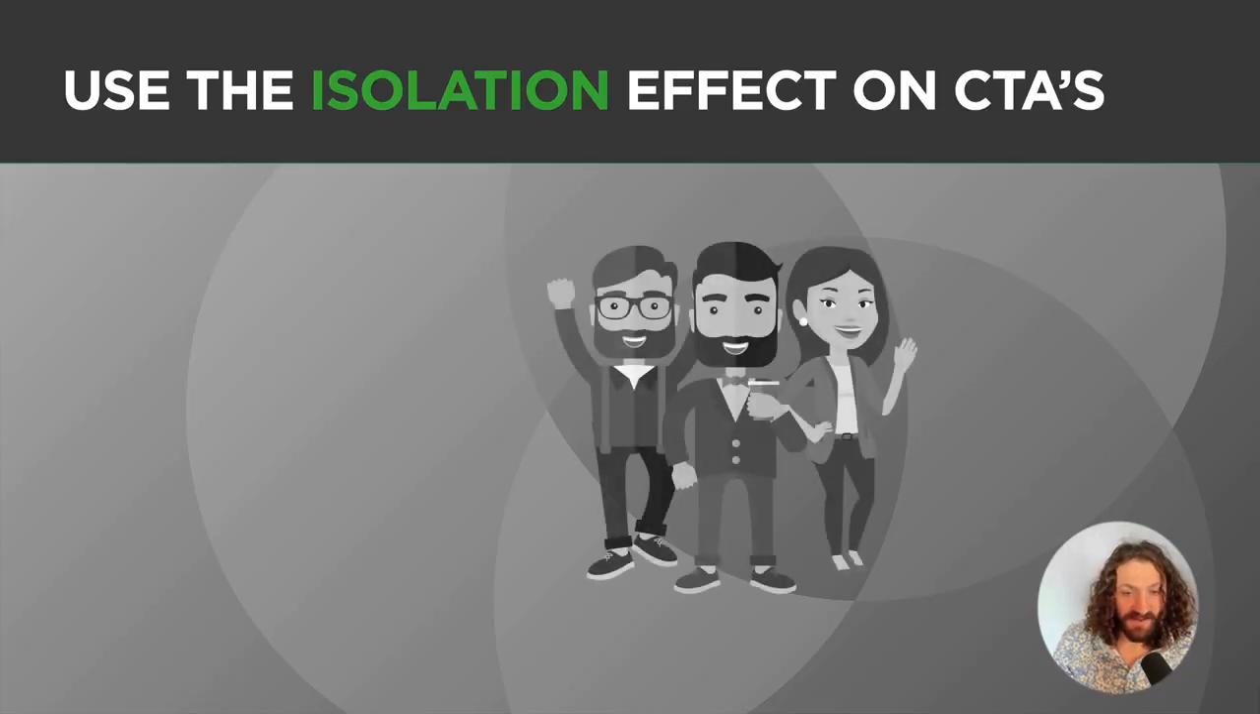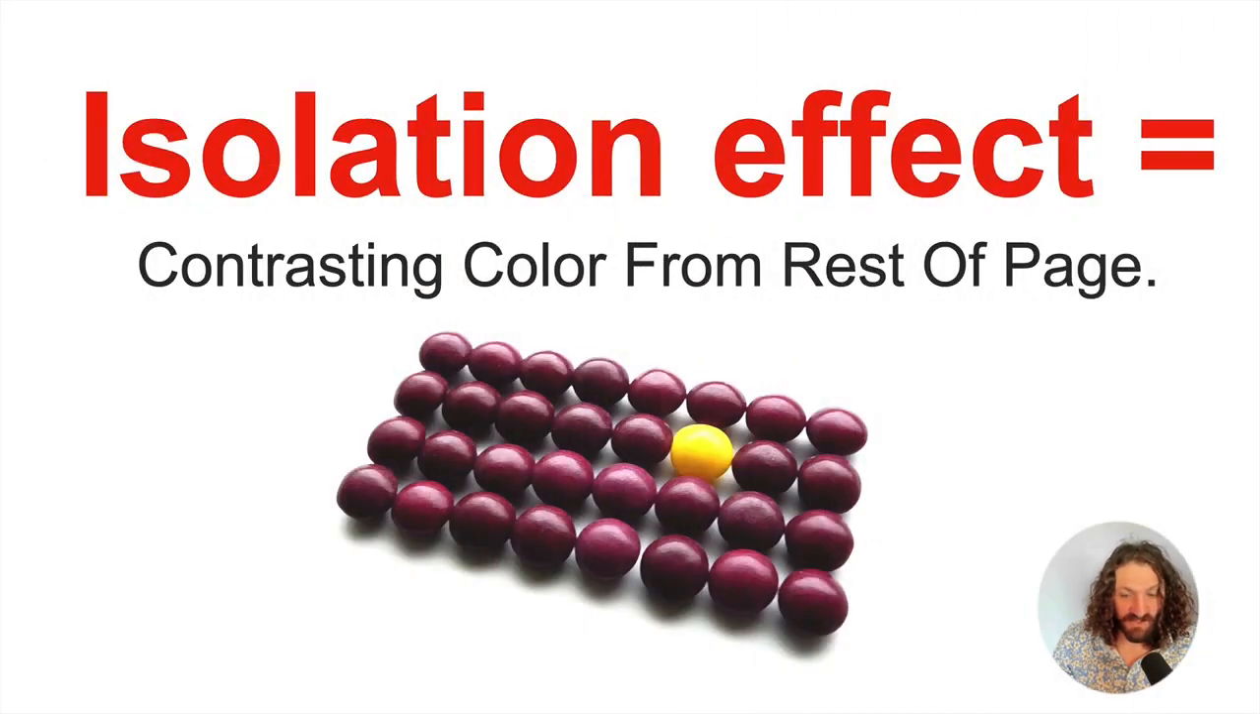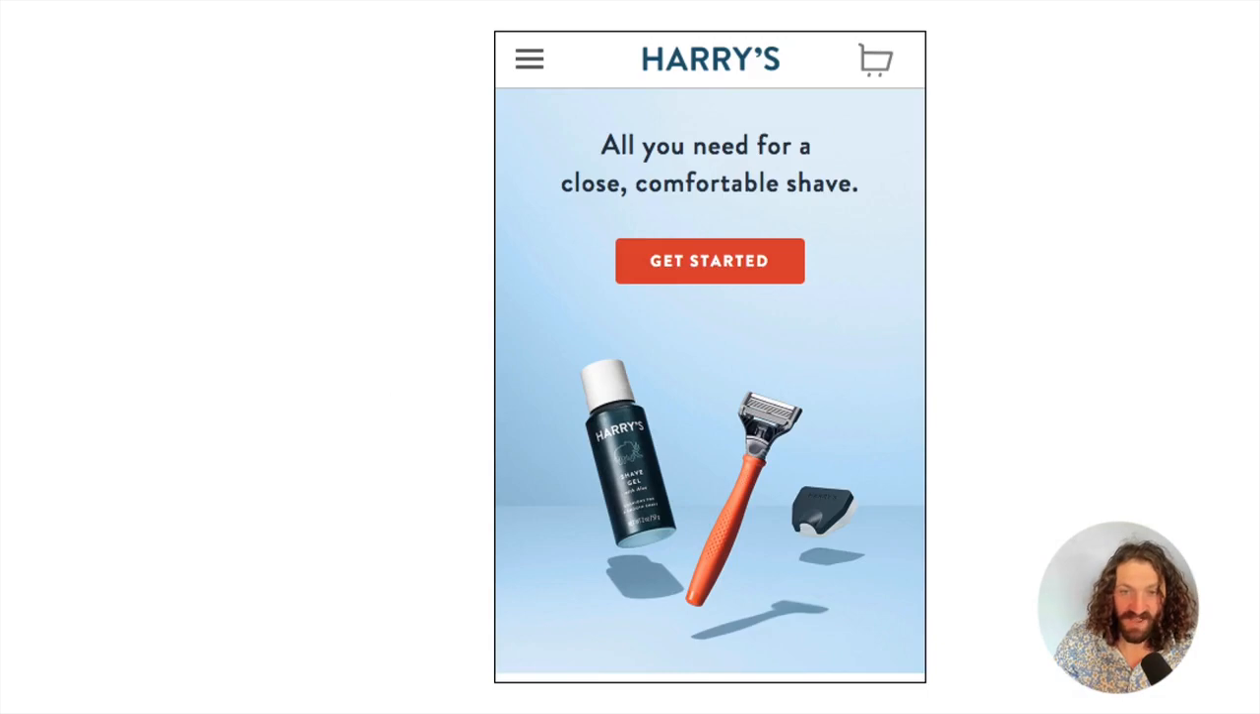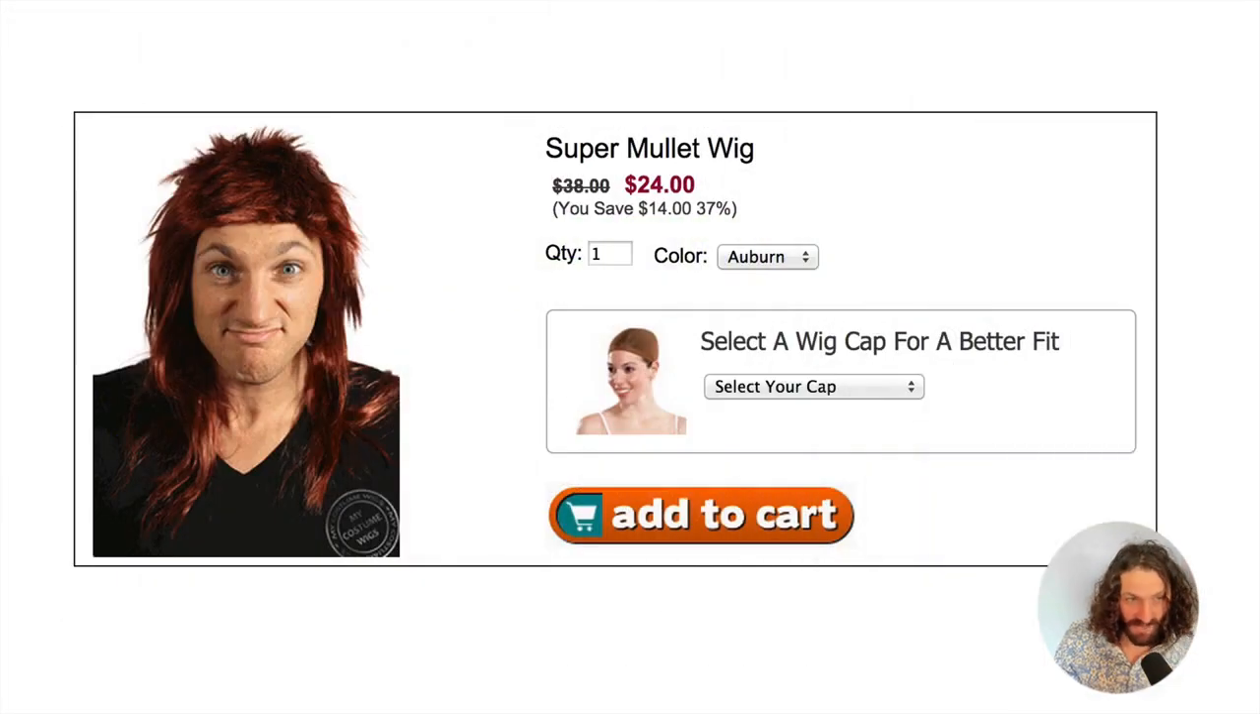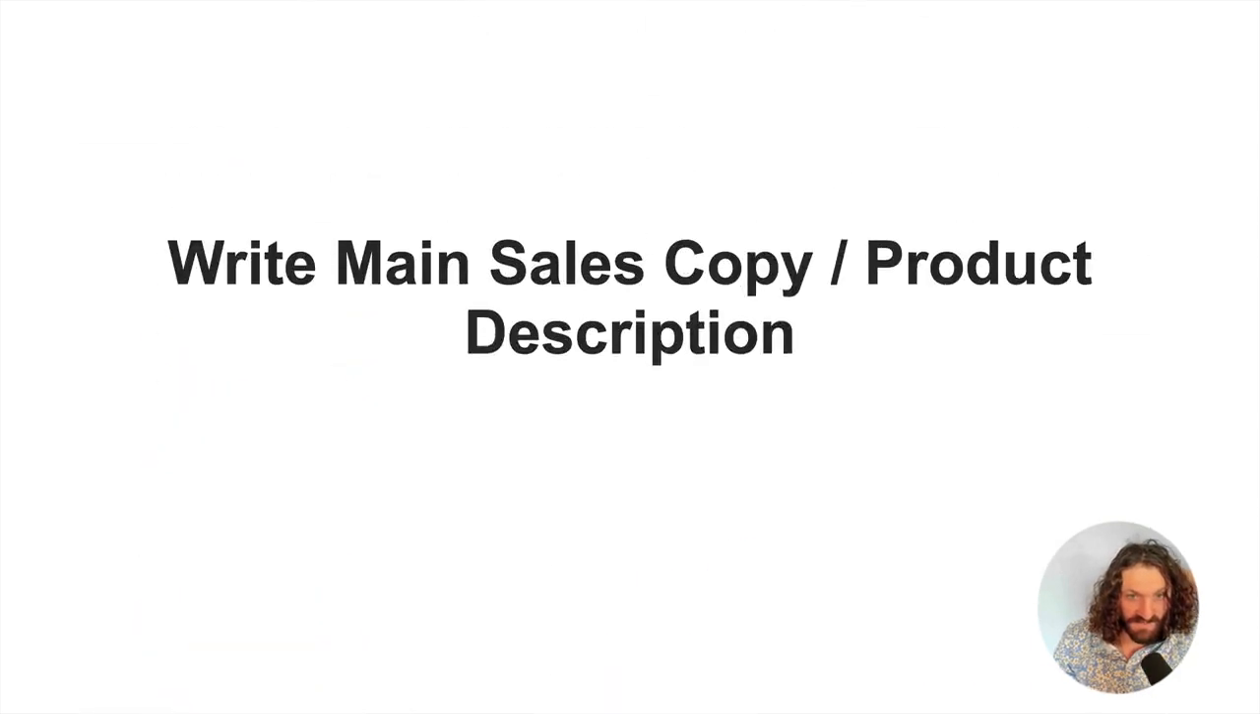The isolation effect on your call to action buttons, which is essentially having your call to action buttons be a different color than the rest of your site so they really stand out, as you can see here. We were doing that here on this wig site back in the day. Orange was the only time you saw that color on the site.